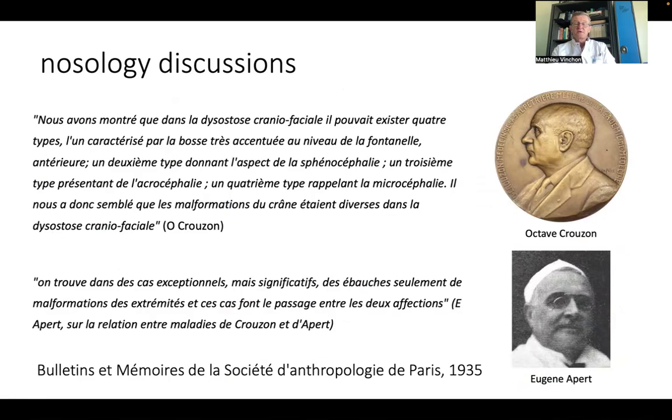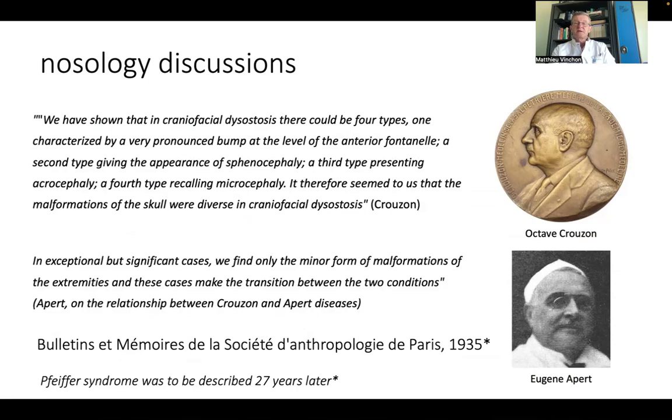So there were some nosology discussions at the start of the description of these syndromes. This is in French. This is verbatim from a meeting of surgeons in Paris. This is a translation thanks to Google Translate. And we see that Octave Crouzon was already conscious there was much variability in the phenotypes of his namesake malformations, but also Apert, who had described the craniofaciosynostoses with syndactyly, had also noted that some of the patients have minor malformation of the extremities. So there was also already a guess that some of these Crouzon malformations were Pfeiffer syndrome, but Pfeiffer syndrome was to be described only 27 years after this meeting in Paris.